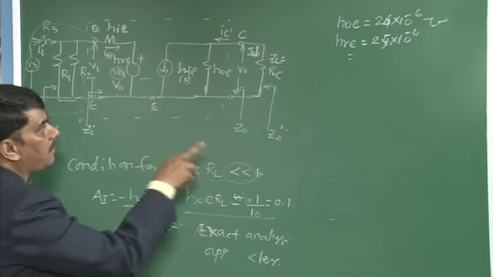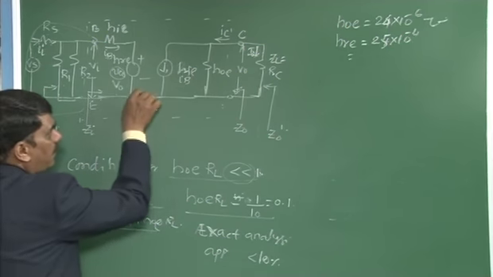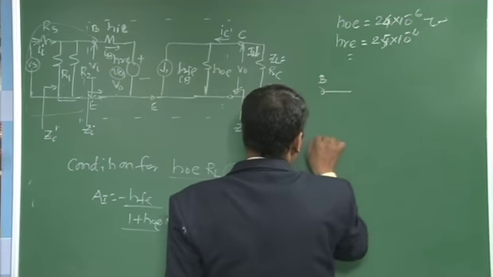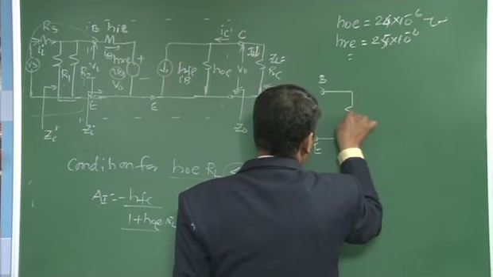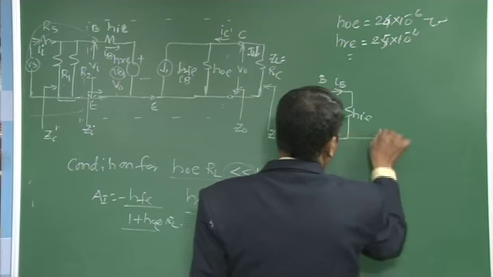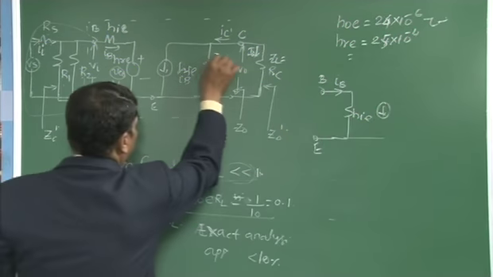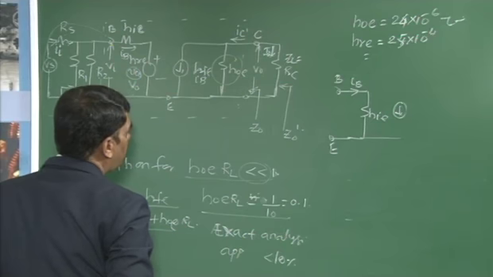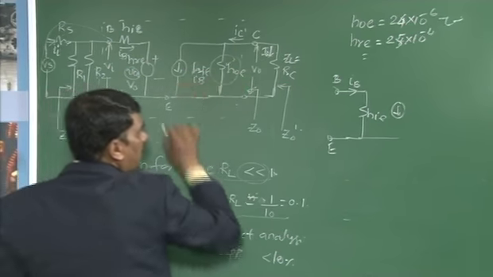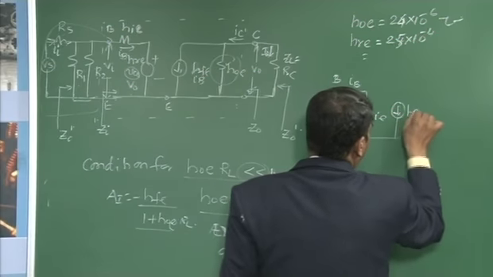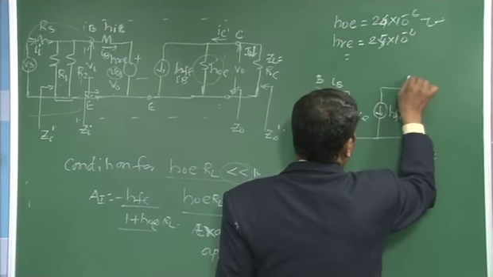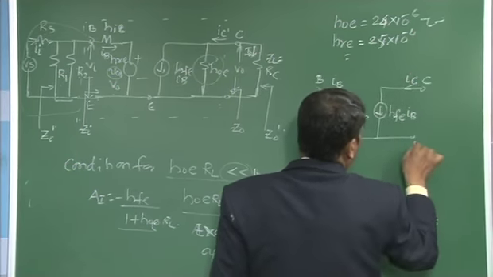These values are negligibly small, so the equivalent model is rewritten as follows. From the base to the emitter, the only resistance is HIE, and the current flowing through it is IB. On the output side, HOE, this conductance, is also a small value, so the resistance is large and we can neglect it. Then the output side has only a constant current source, HFE into IB. The current flowing through it is IC, with this terminal C and this E.